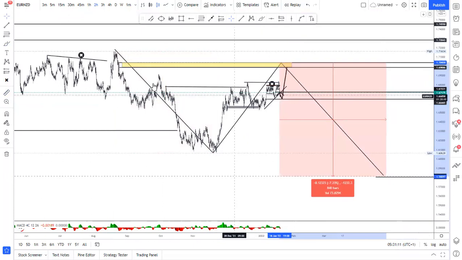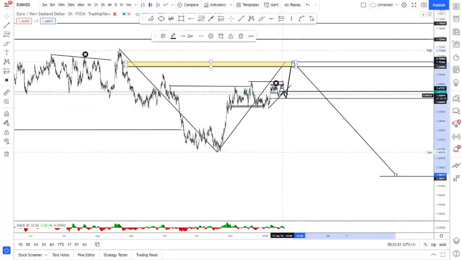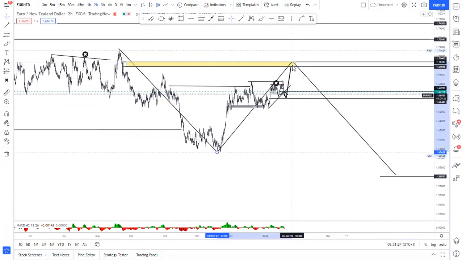If all things being equal and price plays the way we expect it to, then we are most likely to get it. But fingers crossed, we are still watching this pair, and when it gets to our area of entry or area of interest, we're going to share it on Trade House.